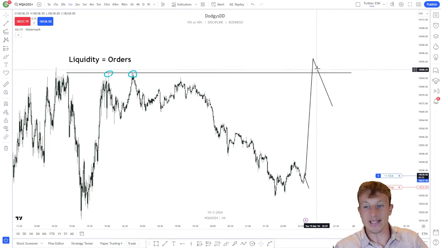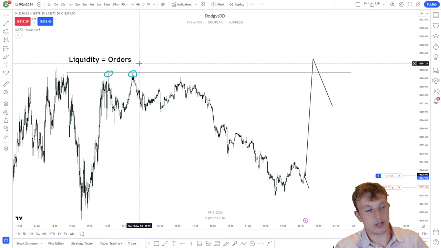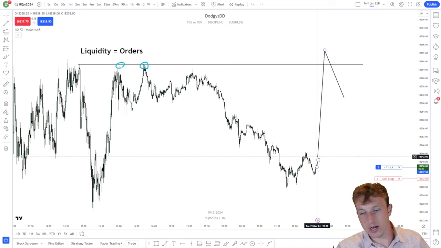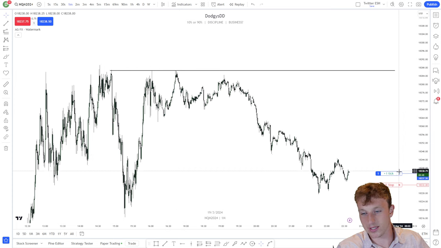And that's where I get in. I short here. I don't short here. I wait for these guys to be stopped out because they put their stop orders above as a safeguard. And then I short. So that's kind of an introduction, and this is kind of how orders work and how to prepare with support and resistance.